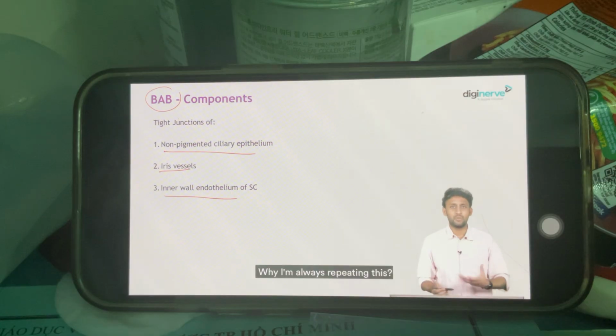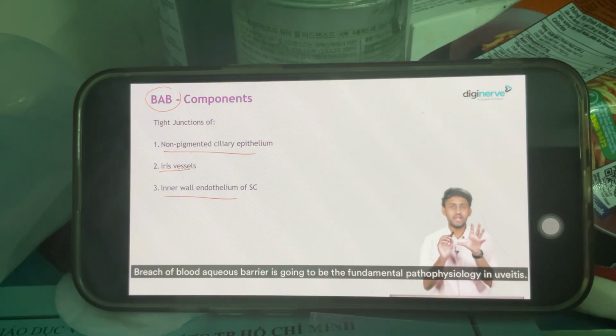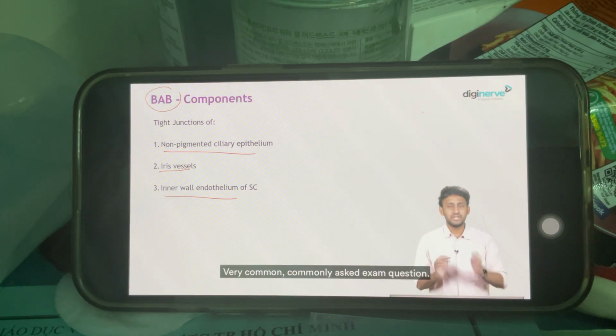Why am I always repeating this? What is the importance of blood aqueous barrier? Breach of blood aqueous barrier is going to be the fundamental pathophysiology in uveitis. Very common last exam question. The strong principle is this.